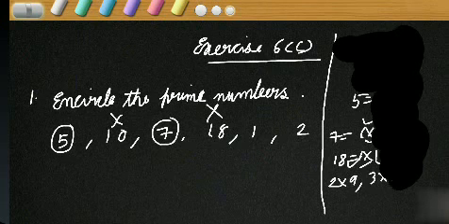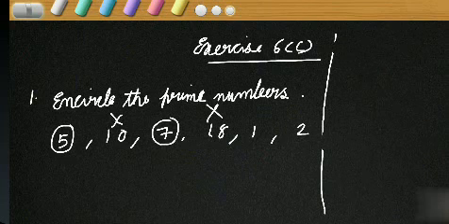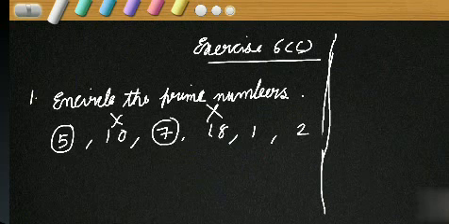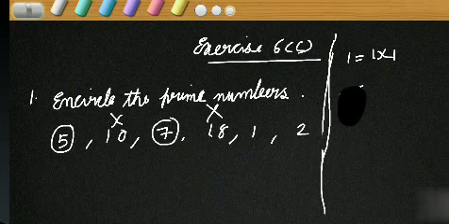We have learned earlier, 1 is neither a prime number nor a composite number. 1 is a unique number. Why? 1 has only one factor, 1. So 1 is not a prime number, and 1 is not a composite number. It is a unique number.